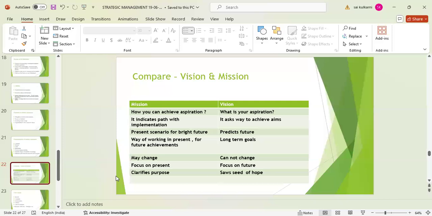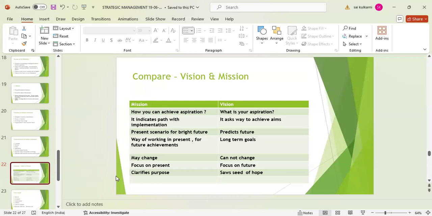Mission statement. See, the first point is how you can achieve your aspiration. That is the mission statement. What will be your path? What will be your way to achieve the aspiration? That is the mission statement. And in the vision statement, what is your aspiration? What is your aim? What is your dream? That is the vision statement.